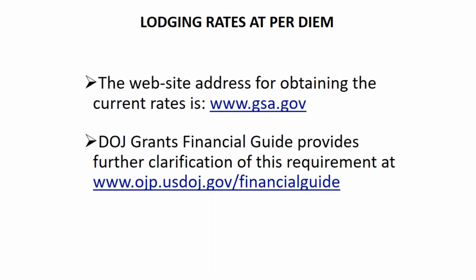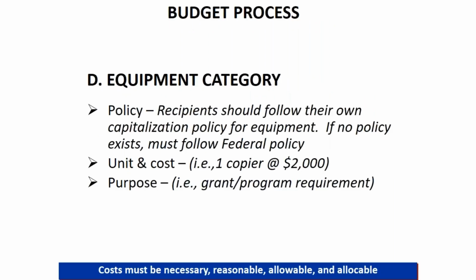This is just the website that will dictate to you the federal policy. It's at www.gsa.gov. If you need any additional information in regards to DOJ's travel policy, then you can always consult the DOJ Grant Financial Guide. The next category is the equipment category.